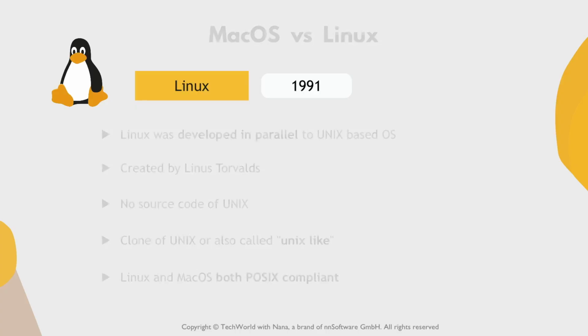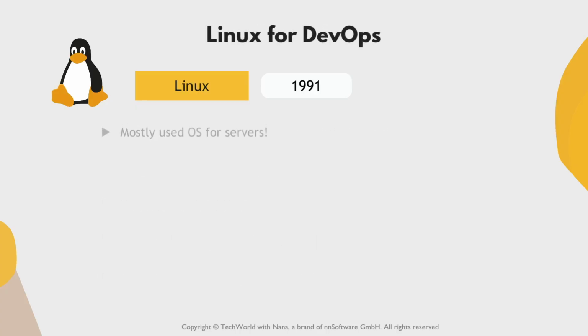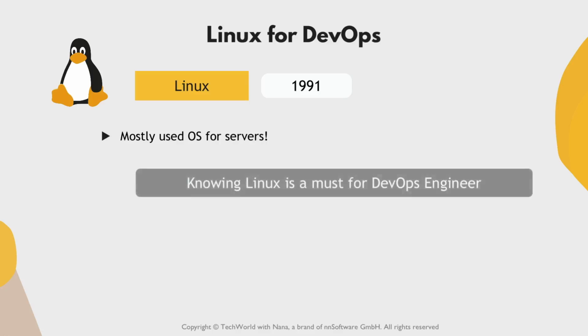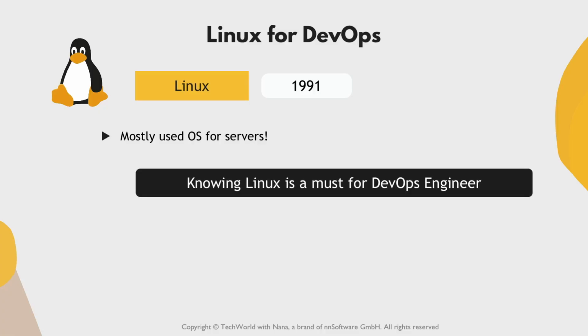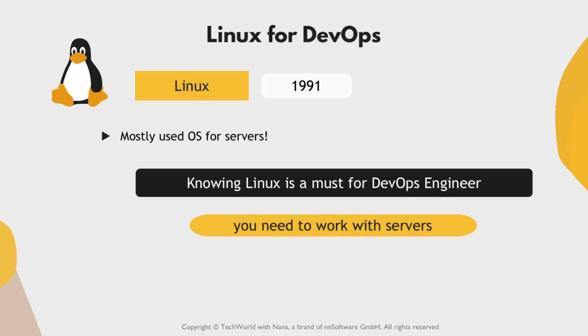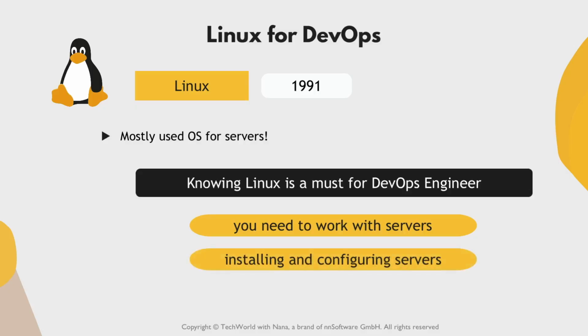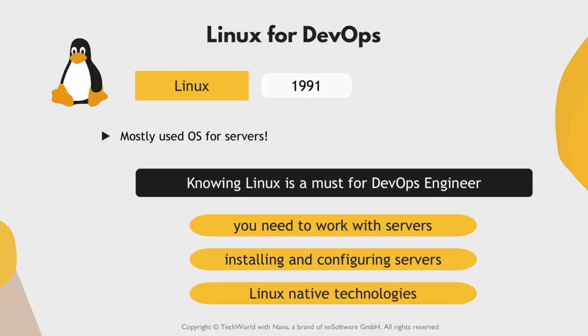And as you know, Linux is very popular and is the mostly used operating system for servers, but also for desktop computers among IT professionals. So knowing Linux is definitely a must for a DevOps engineer, because many DevOps tasks actually involve working with servers and installing and configuring stuff on them. Also, most of the technologies that are being developed today, including the DevOps technologies like Docker, Kubernetes, Ansible, etc., they're all Linux native technologies. Docker was originally only supported on Linux, for example.